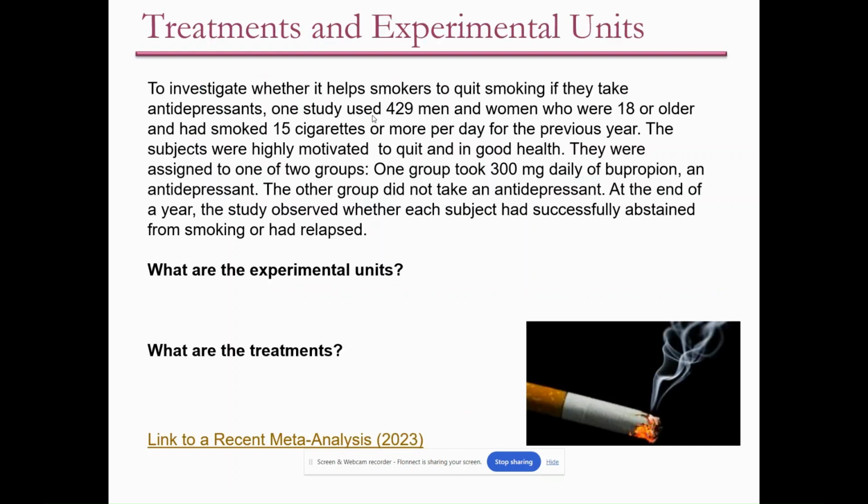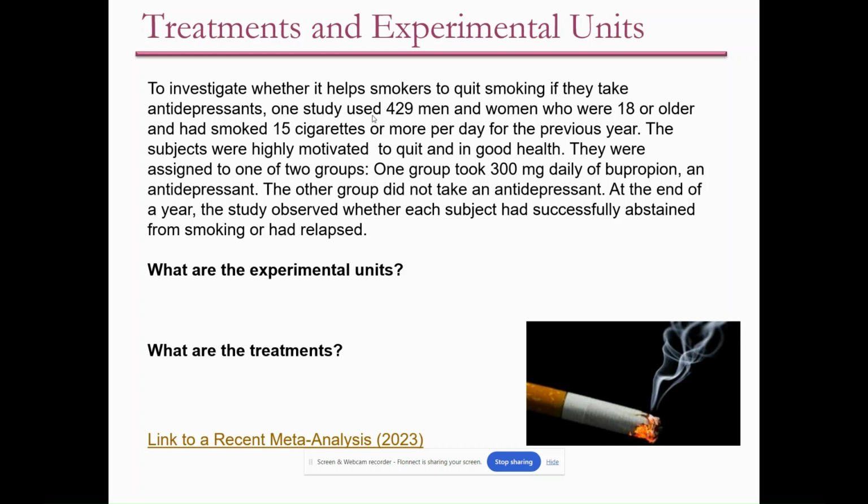And so I want us to take a look at an example here. Treatments and experimental units are what we're going to try to identify in this study. To investigate whether it helps smokers to quit smoking if they take antidepressants, one study used 429 men and women who were 18 or older and had smoked 15 cigarettes or more per day for the previous year. The subjects were highly motivated to quit and in good health.